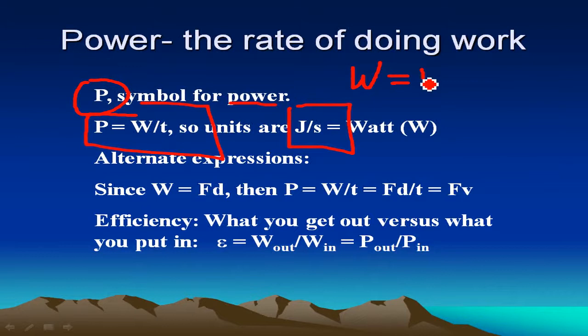Work is force times distance, which has the units of Newton times meter, which of course is also equivalent to a joule. So we have the units of joules for work and seconds for time, and we define that unit as the watt unit. Okay? So this is a unit. This is not a symbol for work.